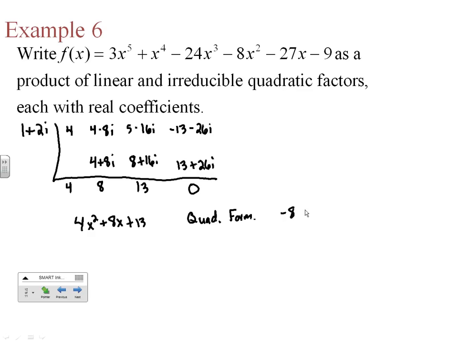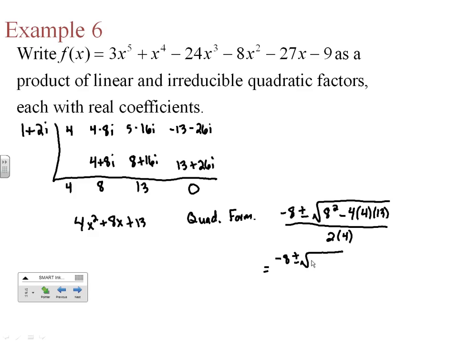So that's negative b plus or minus the square root of b squared minus 4 times a times c all over 2a. If I simplify that, I get negative 8 plus or minus. If I do everything underneath my square root, I end up with negative 144. Well, negative 144, if I take the square root of that, I get 12i.